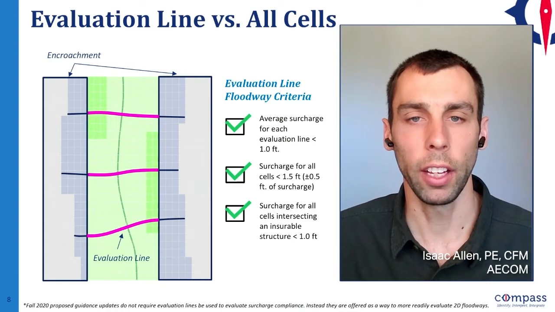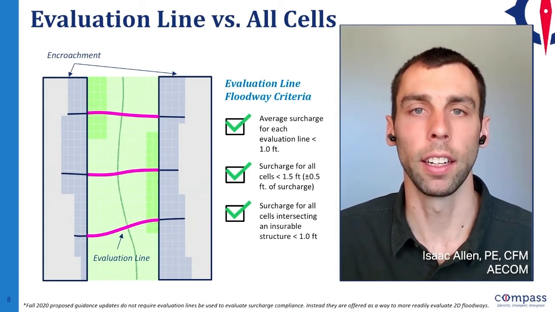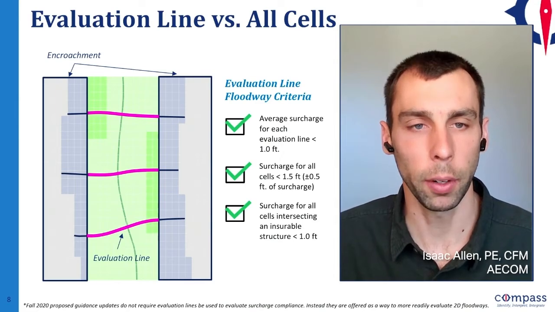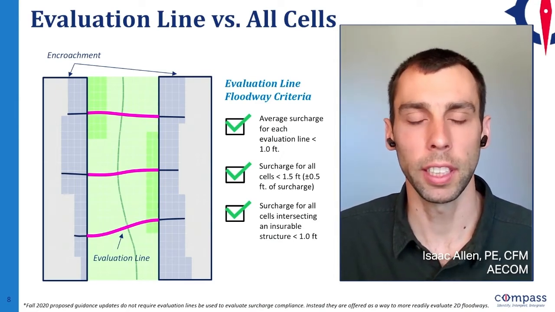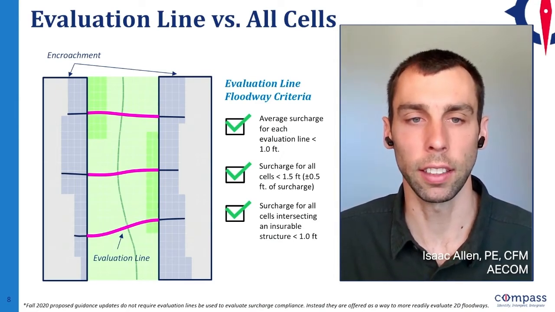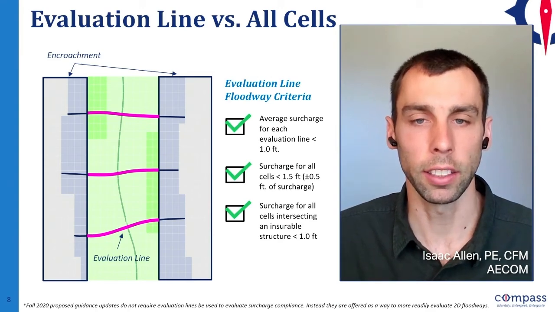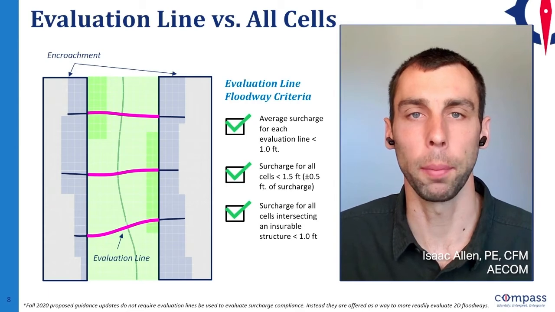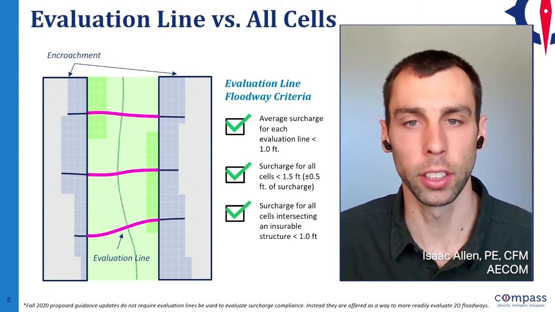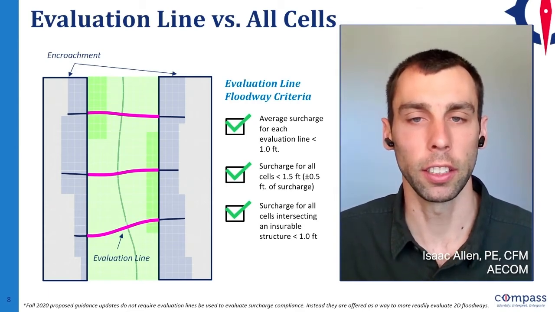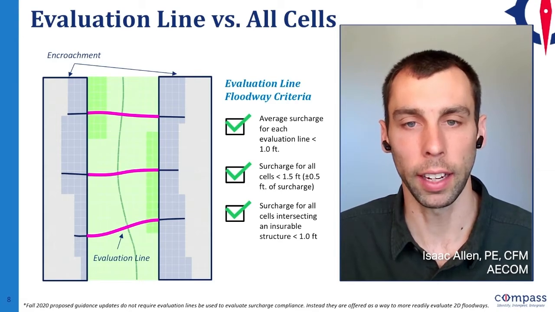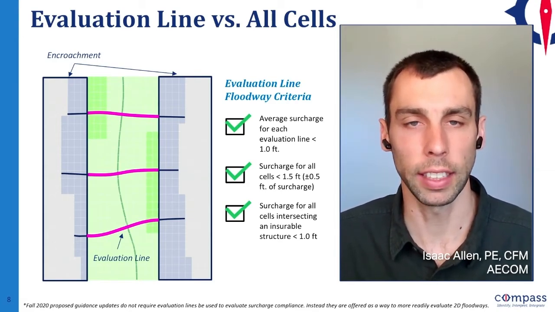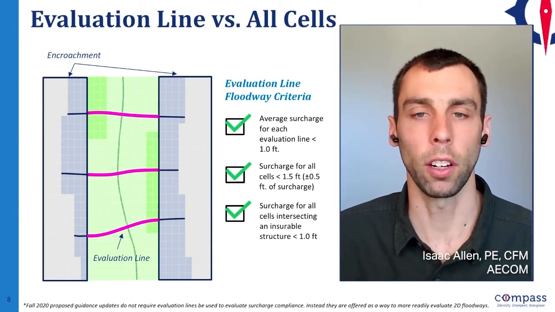The difference with the evaluation line approach is that your surcharge requirements are now evaluated on these evaluation lines with some additional considerations for the cells not included in the surcharge averages. In order for a floodway to be compliant with this evaluation line approach, the average surcharge along each evaluation line must meet the 1 foot requirement or more restrictive state standard, similar to a cross-section.